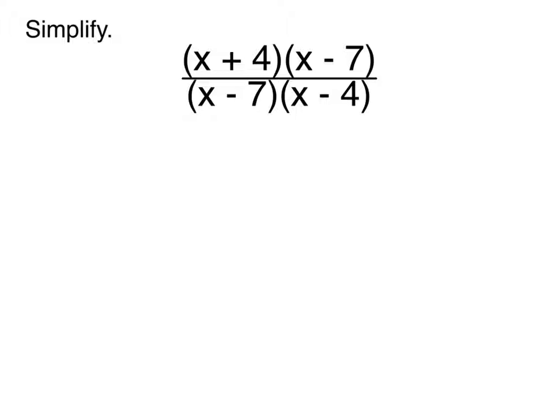And as I do that, for instance, I see the x minus 7 here and the x minus 7 here. Notice it's exactly the same thing multiplied into both top and bottom. Because of that, I can go ahead and cancel out those x minus 7s. Now if I do that, what am I left with? On the top, I'm left with the x plus 4. On the bottom, I'm left with the x minus 4.